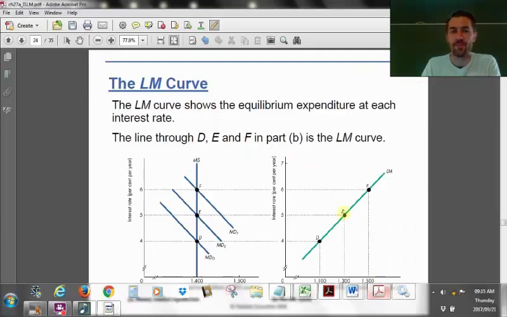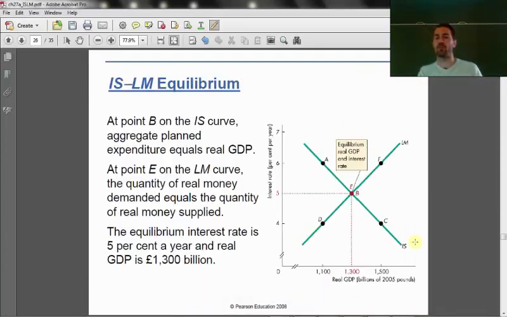Are you with me? So here's our ISLM curve. Okay?